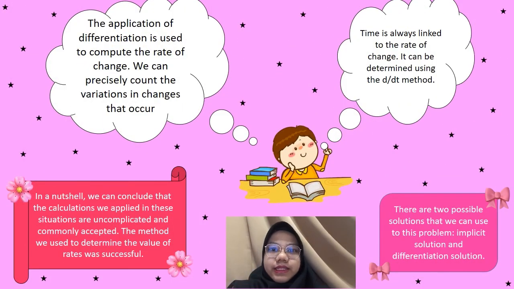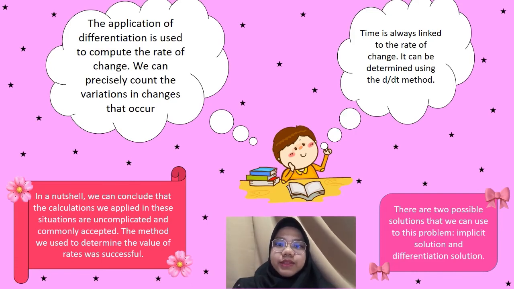The application of differentiation is used to compute the rate of change. We can precisely count the variations in change that occur. Time is always linked to the rate of change. It can be determined using the d over dt method.